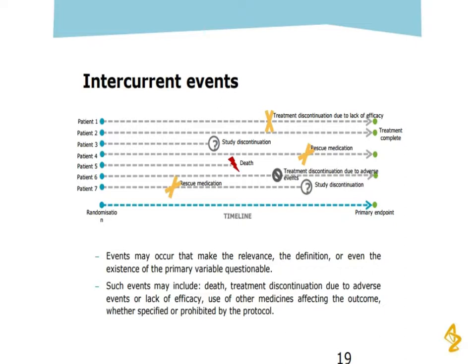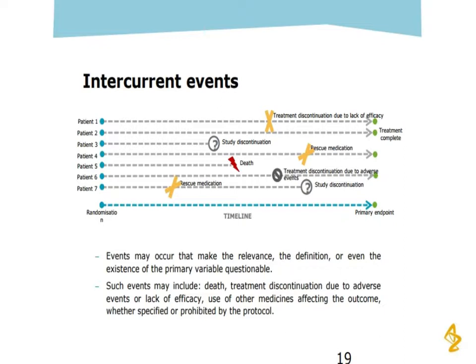Patient six was different as well, because they discontinued treatment due to an adverse event. And then you can see, you can have lots of combinations of the previous six things. So patient seven's an example of someone who had rescue medication and then discontinued the study later. So most of these things are examples of what are now termed intercurrent events. The document thought long and hard of a word for this, so this is what they came up with. They didn't want to call it post-randomization events because sometimes the study might not be randomized. This is a guidance that's very general.